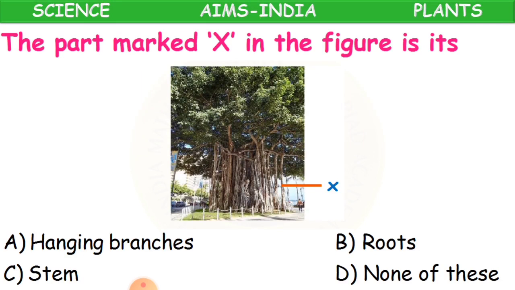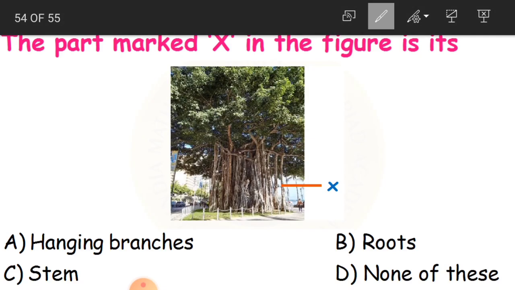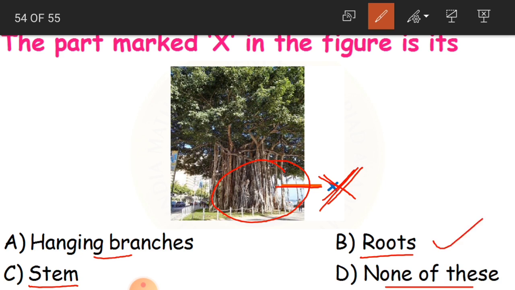Clear children? And the last question, the part marked X in the figure is its. So here you can see a mangrove tree in the picture, and here it is labeled as X, this part. So what is this part? Either hanging branches, roots, stem or none of these. They are the roots. They are the roots of this mangrove tree, children.